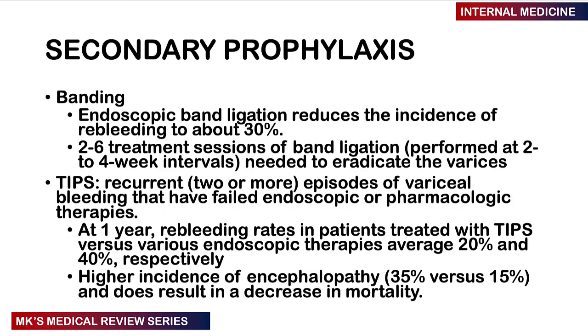But at 1 year, the rebleeding rates with TIPS versus those that receive endoscopy, you can see that with TIPS, it's 20%, with endoscopy it's roughly about 40%.